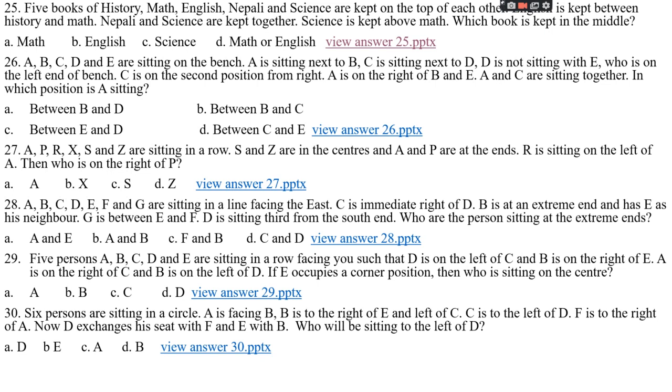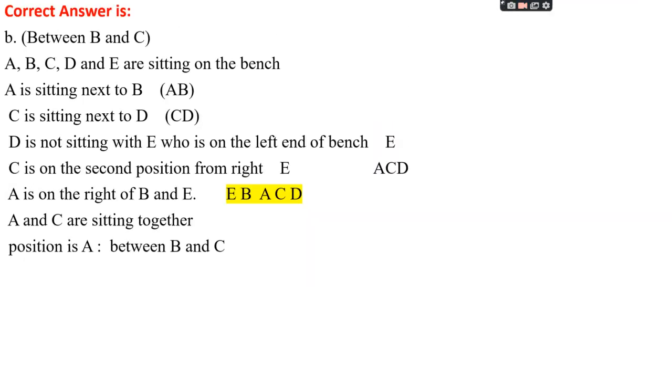Option A, between B and D. Option B, between B and C. Option C, between E and D. Option D, between B and E. The right answer is option B, that is between B and C. A, B, C, D, E are sitting on a bench.